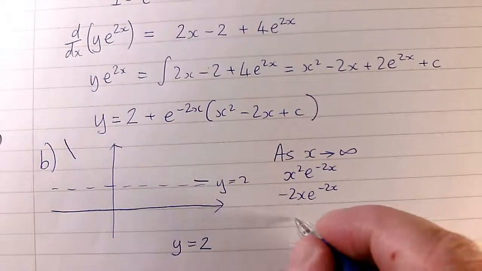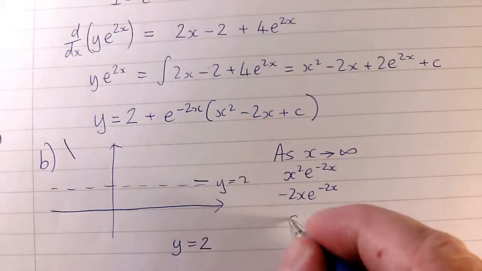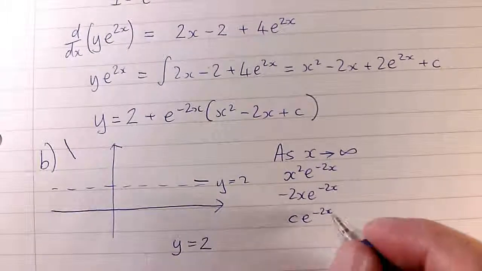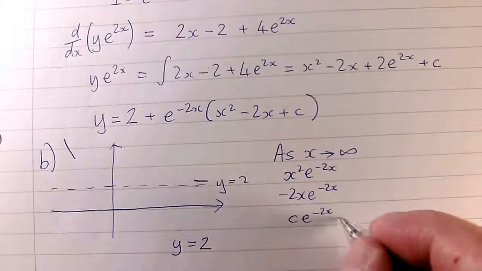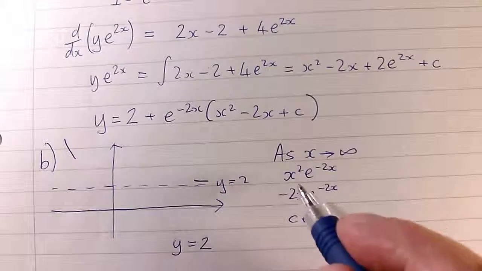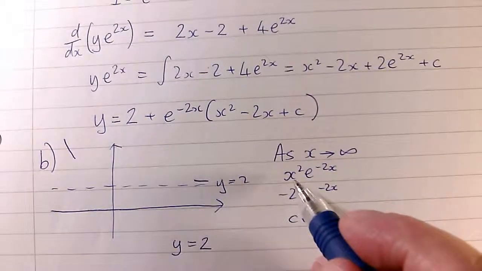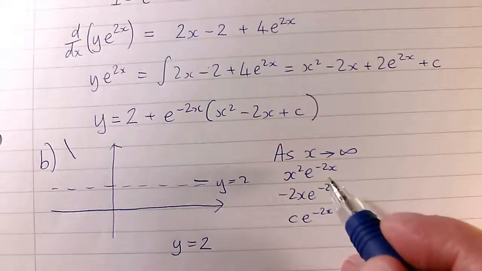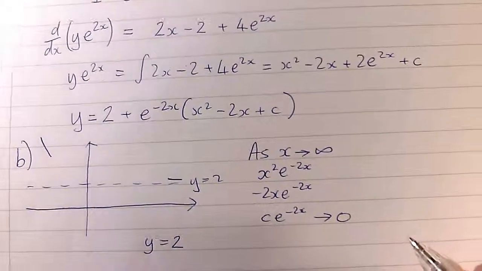And I need to think about c times e to the power of minus 2x. Well, the last one, because it's just e to the power, I know that e to the power of minus 2x tends to 0. The other two, the x squared is trying to go to infinity, as x goes to infinity, but the e to the minus 2x is going to 0. So I need to justify which one I think wins.